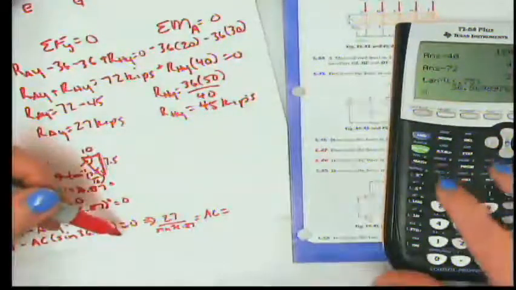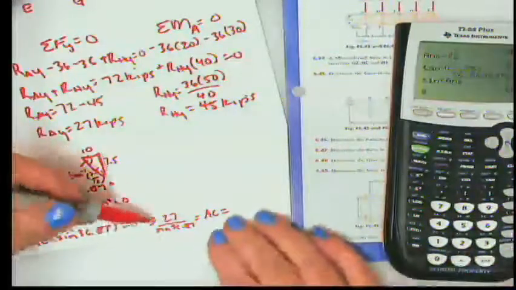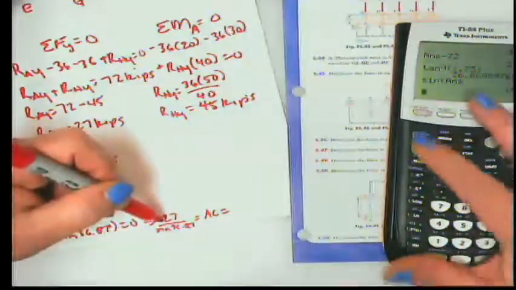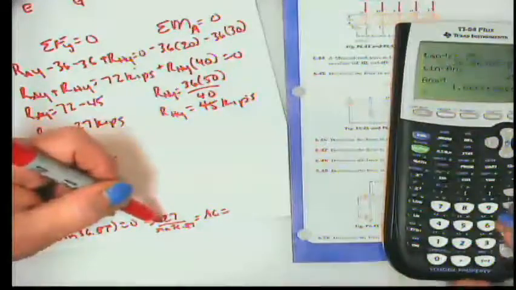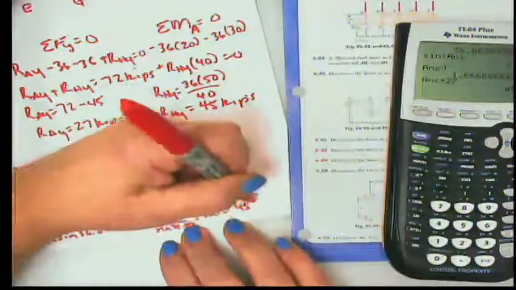So I can take the sine of that, and the reciprocal, multiply that by 27. So I find that the force in AC is 45 kips.